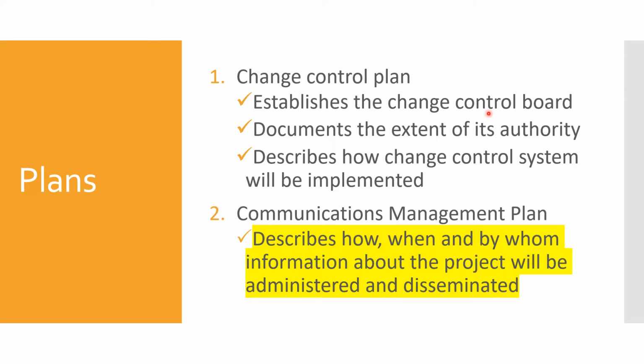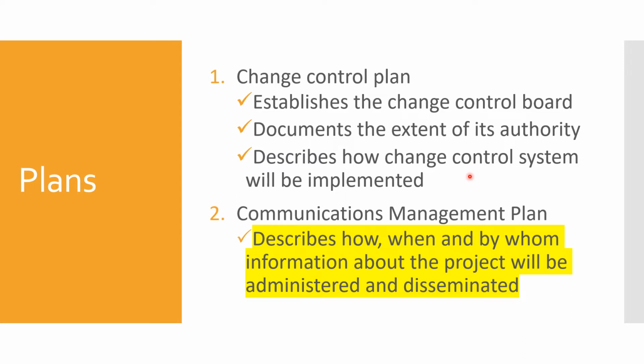The first one is a change control plan, which establishes the change control board. It documents the extent of its authority and describes how the change control system will be implemented. Essentially it talks about who is on the change control board and what their authority is, how the board is formed, and how they will control the changes. All those activities will be discussed here.